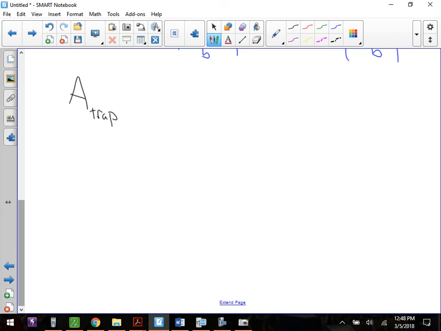Trapezoid. What does a trapezoid look like? Okay. What makes a trapezoid not a parallelogram? Just one set of parallel sides. Okay. So your trapezoid only has one set of parallel sides.